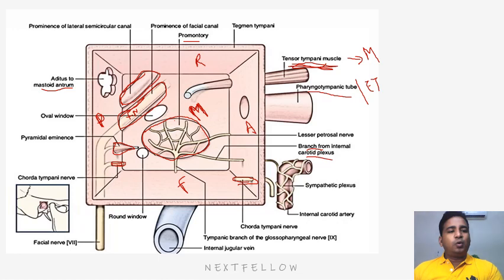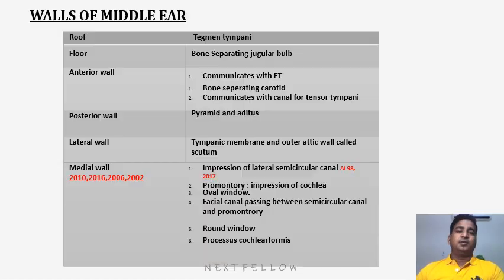And then comes the oval window. You can see the oval window, you can appreciate the oval window. Then comes the promontory, and then below the oval window comes the round window. I marked it in blue. This is my round window. And anteriorly there are the tensor tympani muscle and the processus cochleariformis.